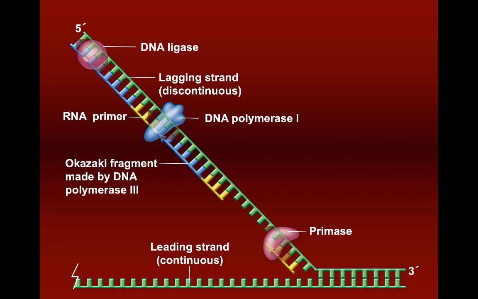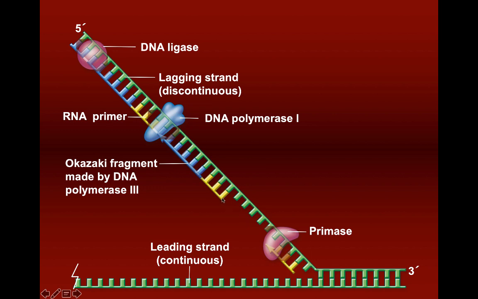So originally, when this replication fork first formed, there was an RNA primer placed here on the original strand. And then from there, DNA polymerase synthesized a new piece of DNA in the 5' to 3' direction. And then we opened up the fork some more. New RNA primer was made, new DNA was made, and we then open up the replication fork a bit more. We have a new primer, we're going to create a new piece of DNA, and so forth.